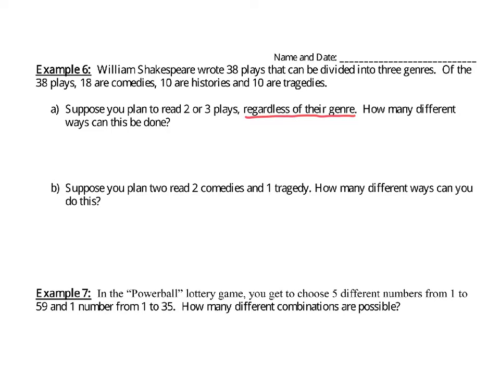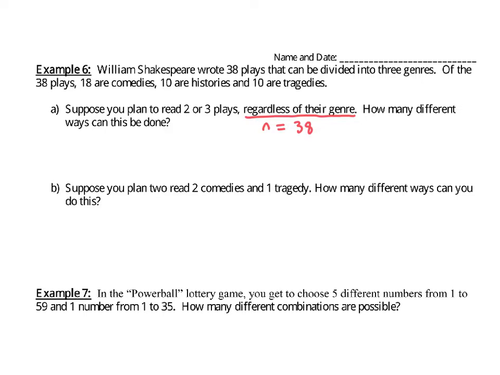So example 6 says, William Shakespeare wrote 38 plays that can be divided into 3 different genres or categories. There would be 18 comedies, 10 histories, and 10 tragedies. So in part A, suppose you plan to read 2 or 3 of them, regardless of which category they're in. How many different ways can this be done? So, since we are reading 2 or 3, we consider N, the total first, being 38 total.